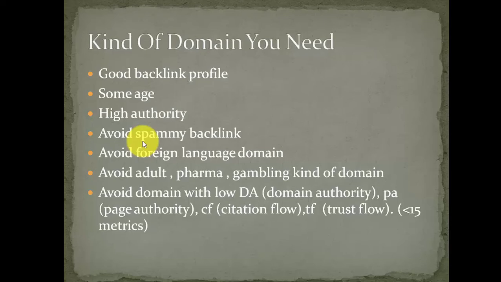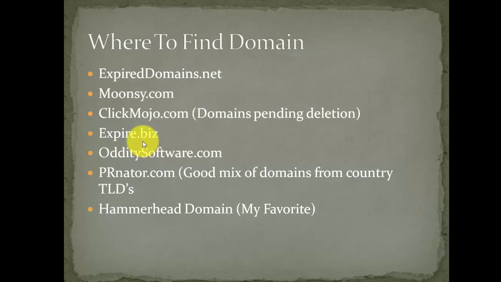Avoid domains with low DA, PA, CF and TF. So if you find an expired domain on any website or a domain scraping website and all these scores are under 15, then avoid this and ignore it. This is the basic thing. Okay, let's go to the slide.